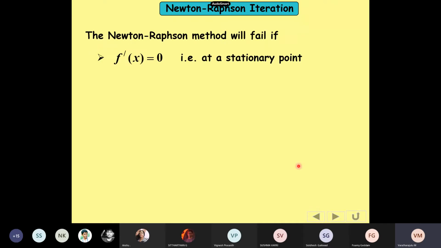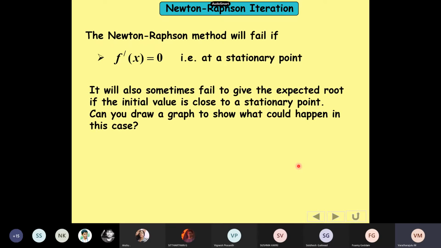And see, this is the other attention we need to have over Newton-Raphson. That is when f dash of x is equal to 0. That seems it is a stationary point, and even if the initial value is closer to the stationary point, even at that time the Newton-Raphson iteration method will fail. And with the aid of some graphical representation, it can be explained easier.